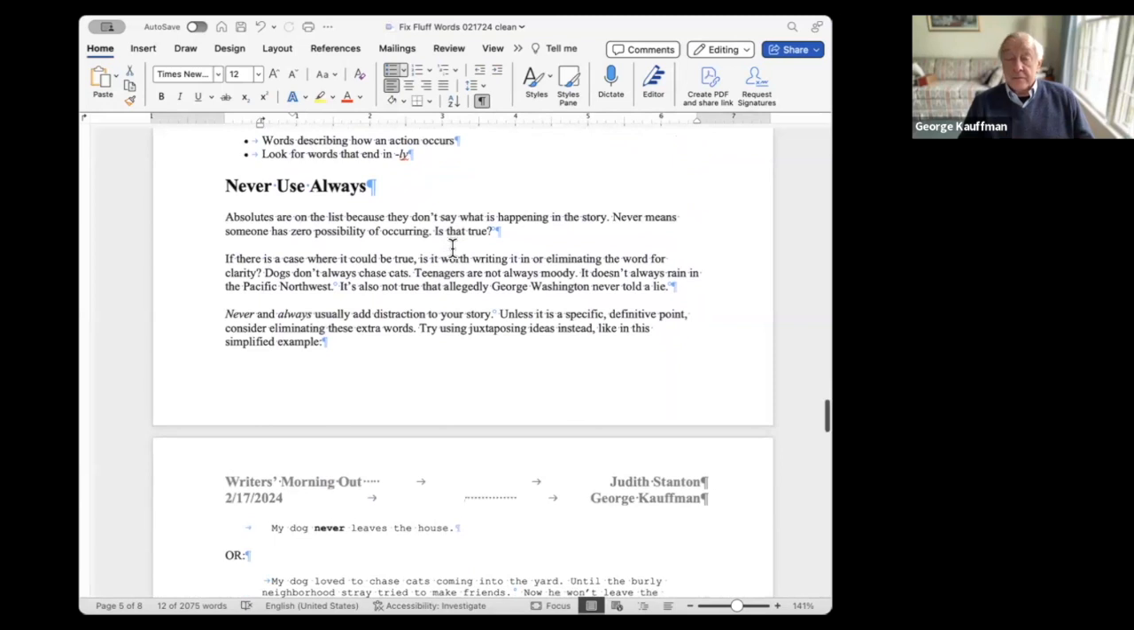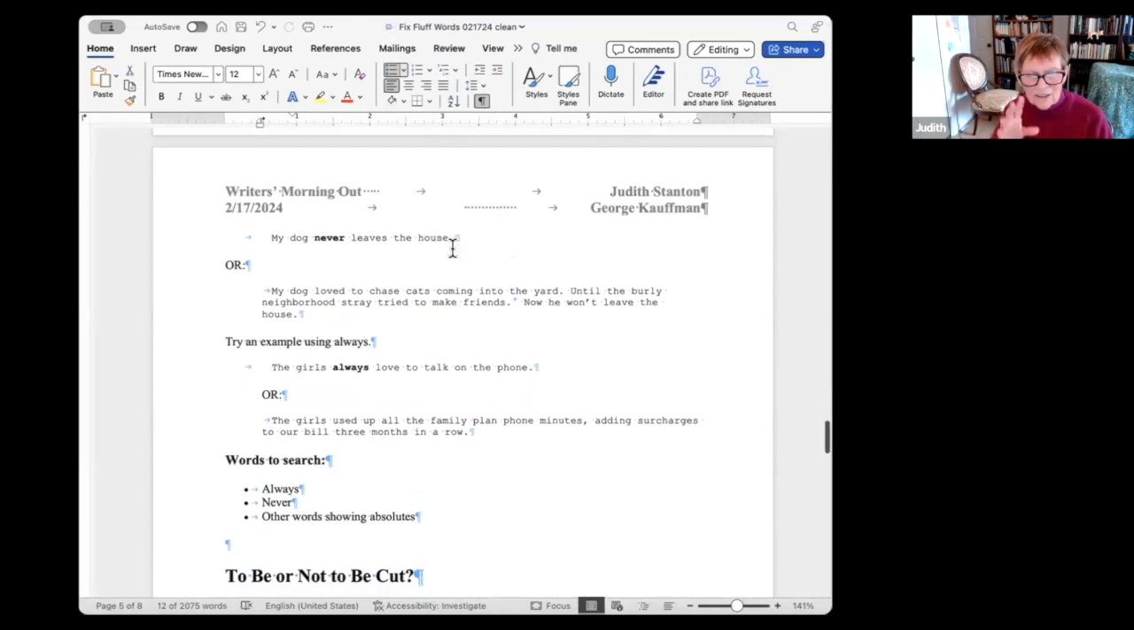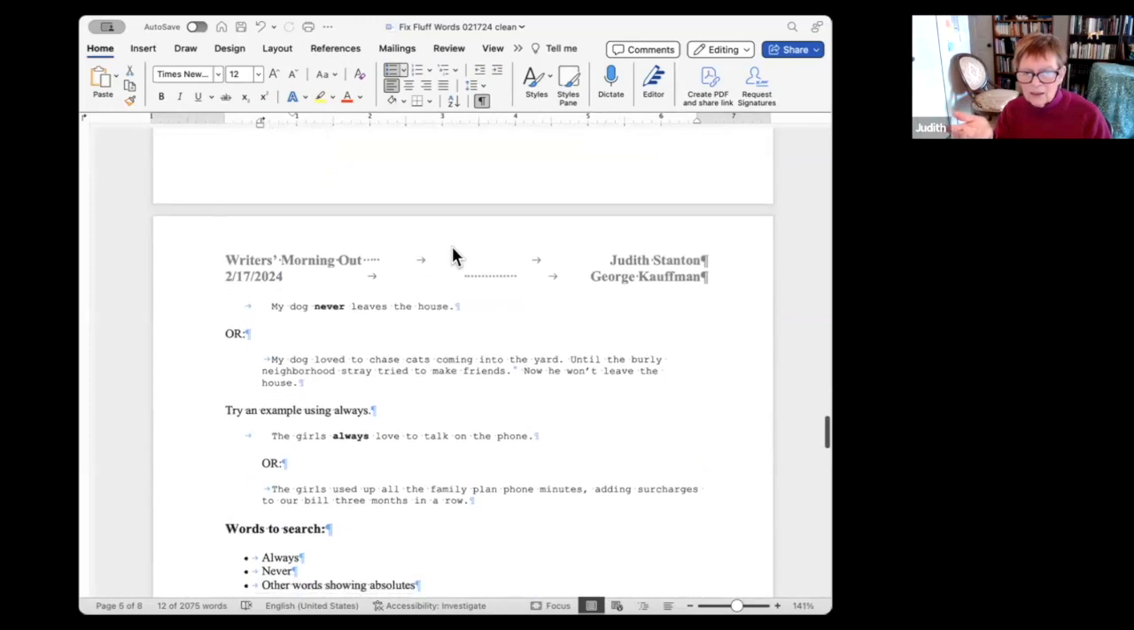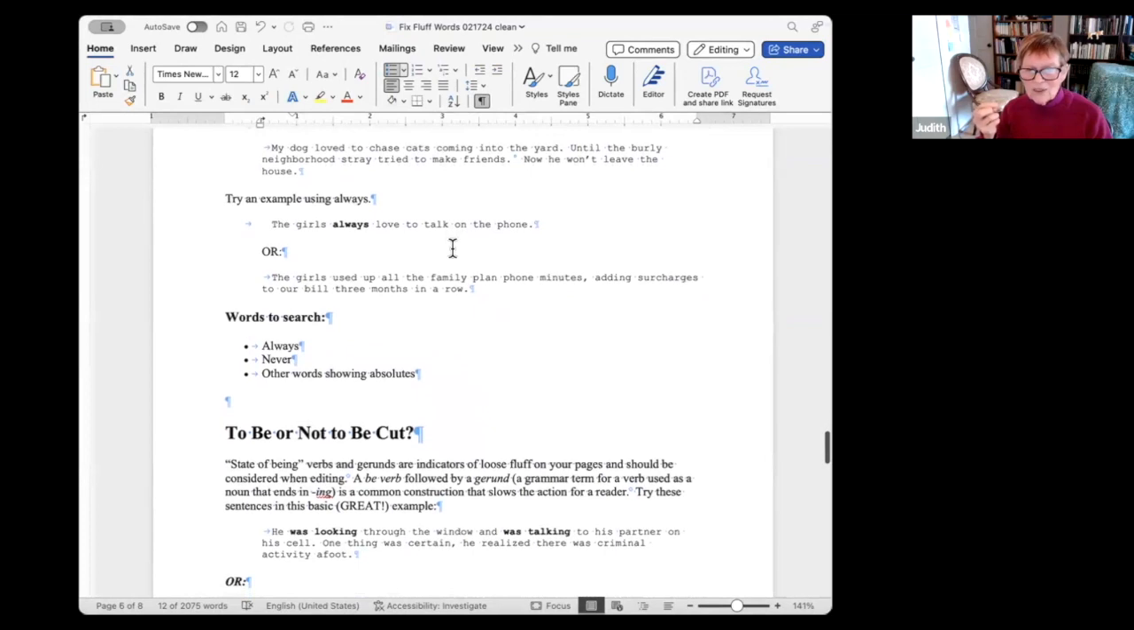Never use always. Never use always. And the two never and always examples are really good too. My dog never leaves the house. No, my dog loved to chase cats coming into the yard until the burly neighborhood stray tried to make friends. Now he won't leave the house. And the girls always love to talk on the phone. But better, the girls used up all the family plan phone minutes, adding surcharges to our bill three months in a row.